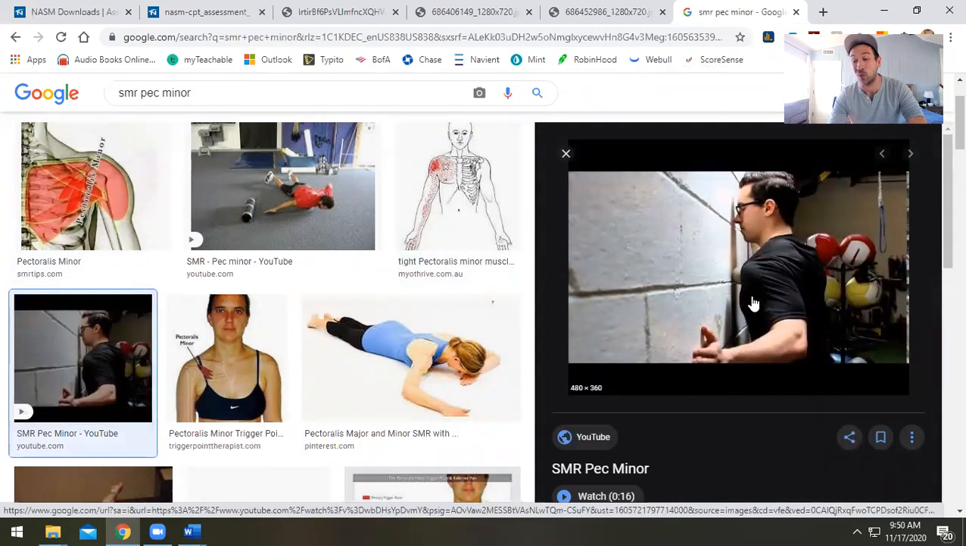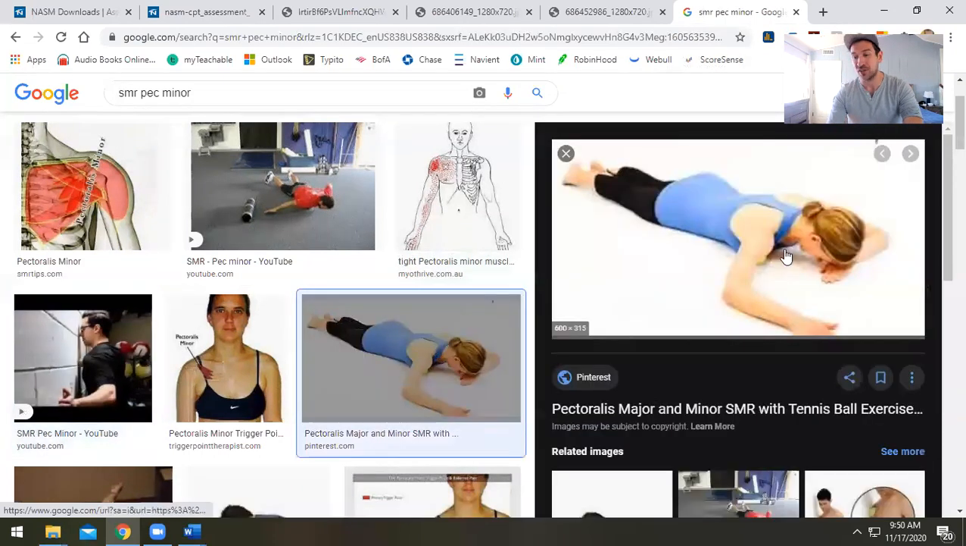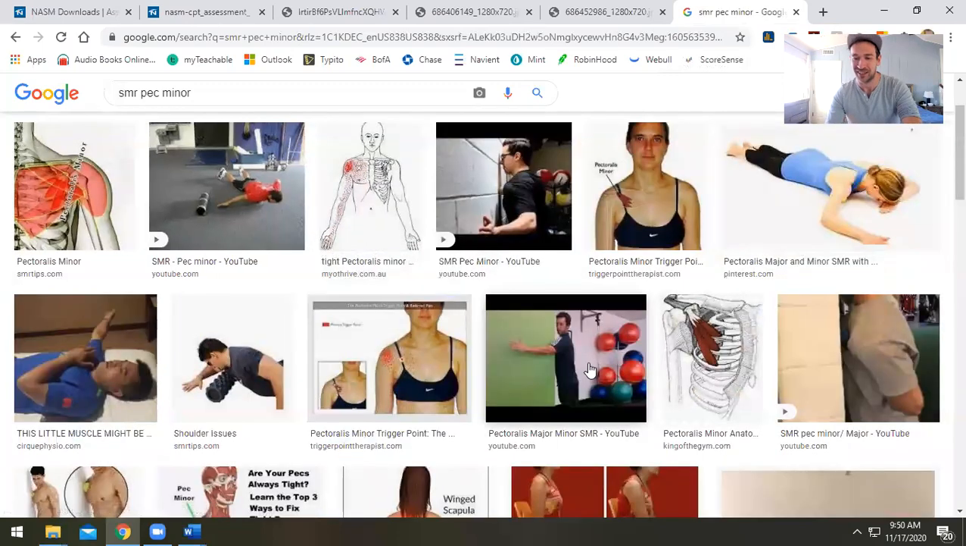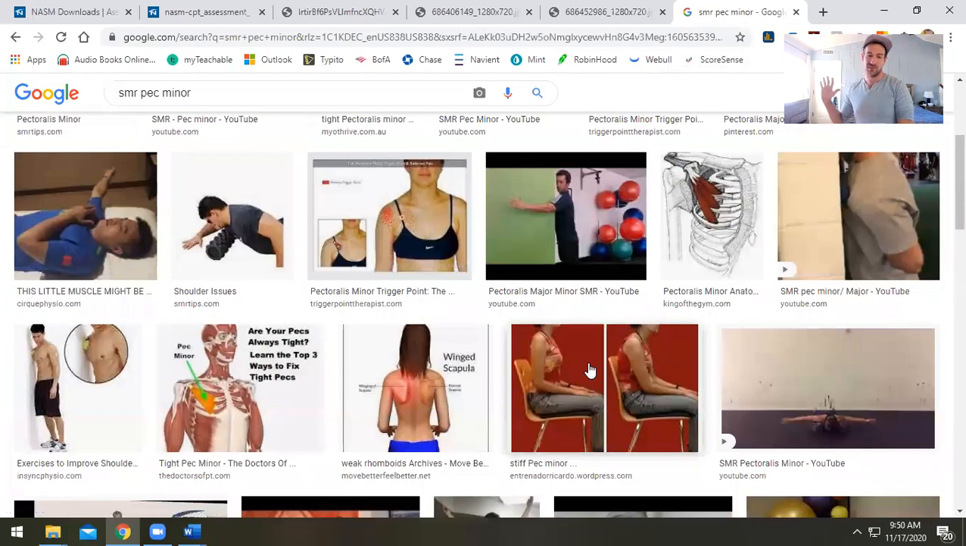This guy's actually using the wall. I don't like doing that. I like to use a doorway so that my face isn't hitting a wall or anything. You could also just lay on it like that. I personally don't like doing that version. I like to go to a corner.